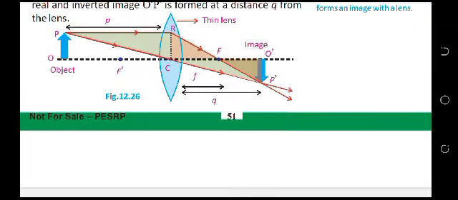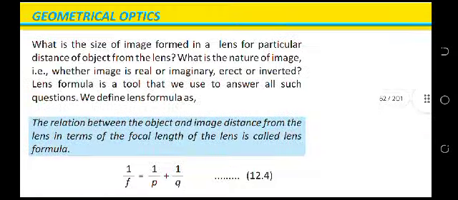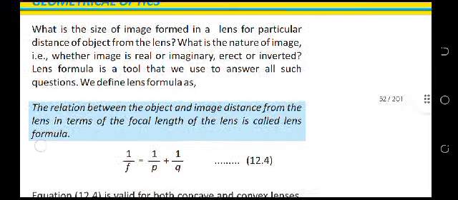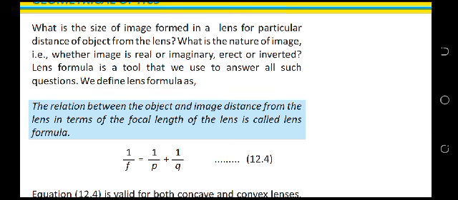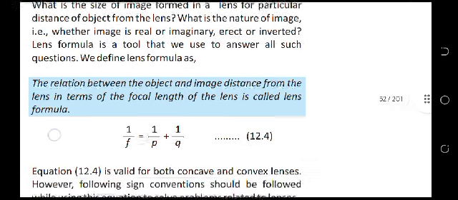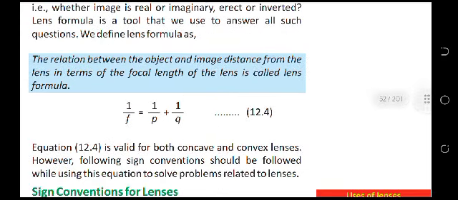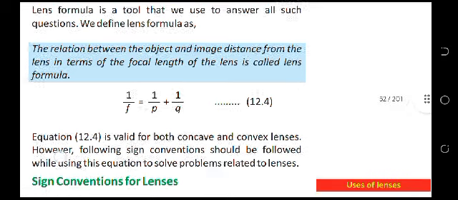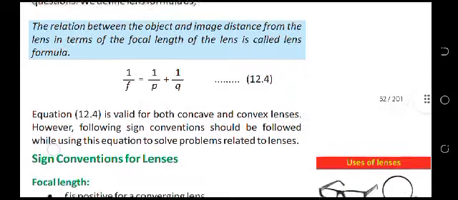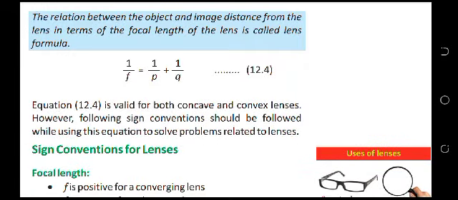Thin lens image: what is the size of an image formed by a lens for a particular distance of the object from the lens? What is the nature of the image, for example, whether the image is real or virtual, erect or inverted? The lens formula is a tool that we use to answer all such questions. We define the lens formula as the relation between the object and image distance from the lens in terms of the focal length of the lens. 1/f = 1/p + 1/q.